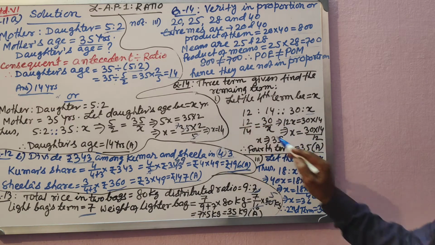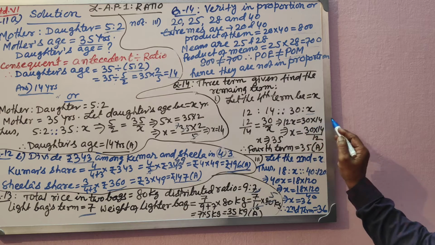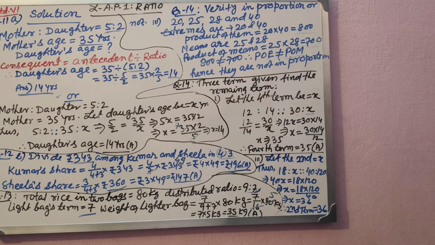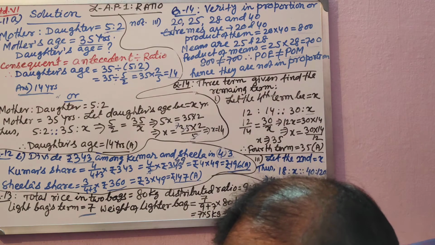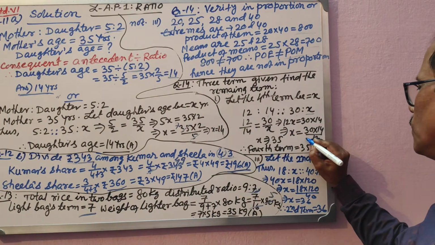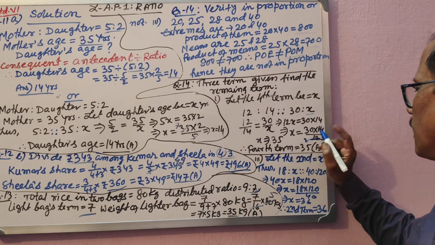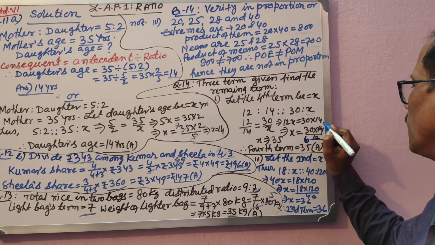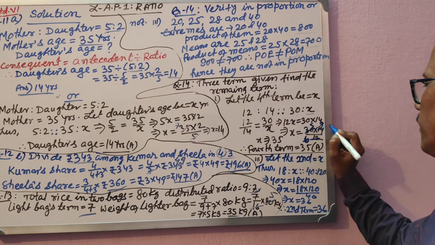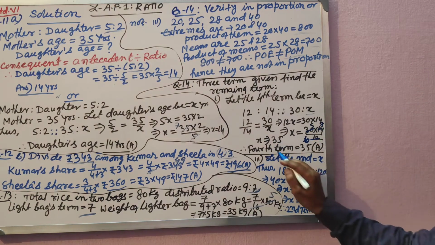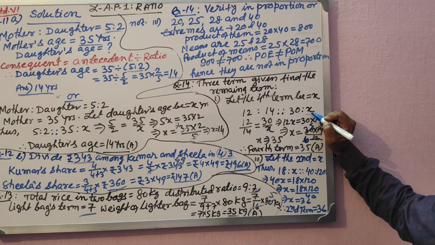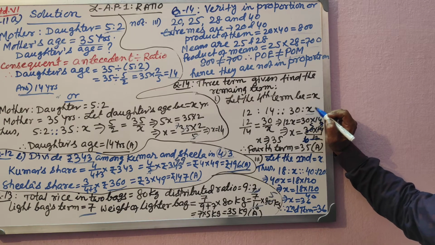Go for the cross product. 12x is equal to 30 into 14. So x will be 30 into 14 divided by 12, which will become what if you go for simplification. See, this will go with 2, it will come 6, and this will also go with 2, it will come 7. 6 you can divide 35, 5 into 7, 35. x is equal to 35, so 4th term will be 35. In place of x will be 35. Could you understand? Things are not difficult.